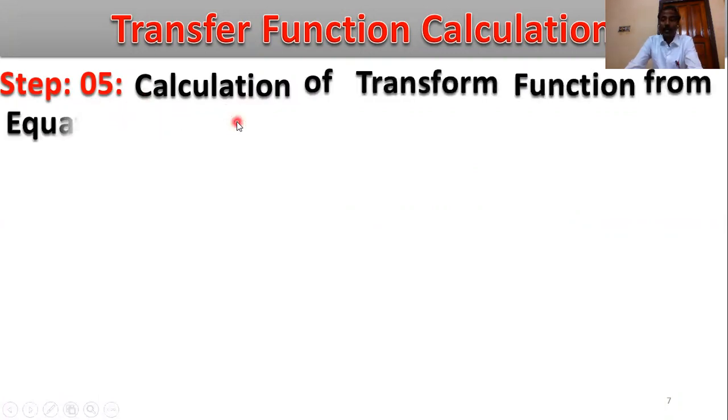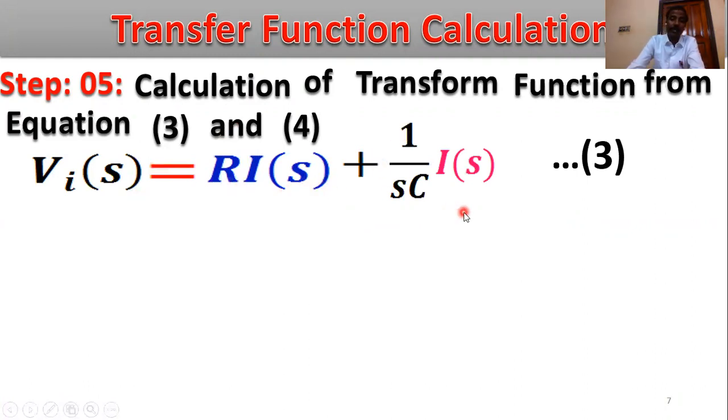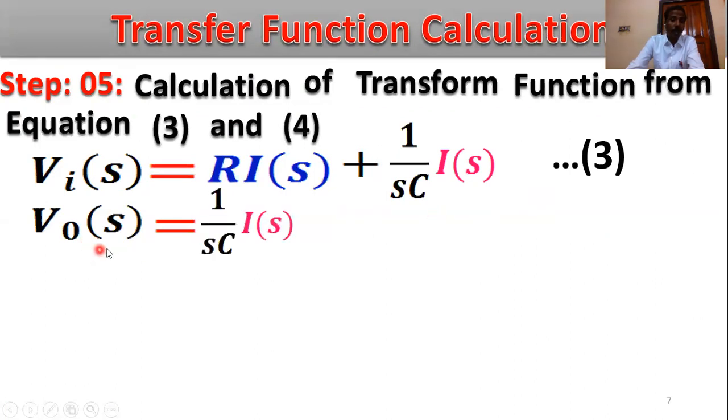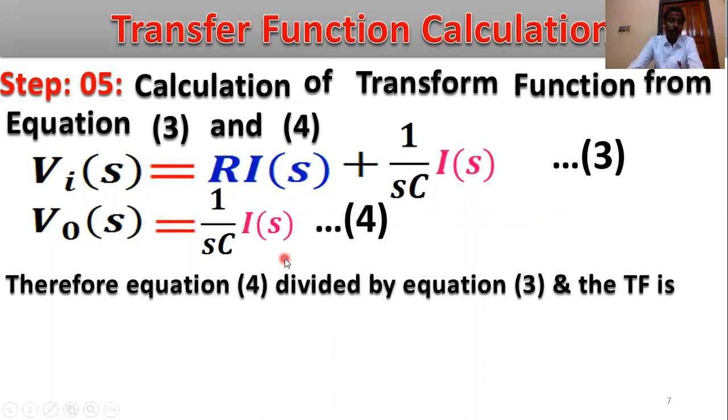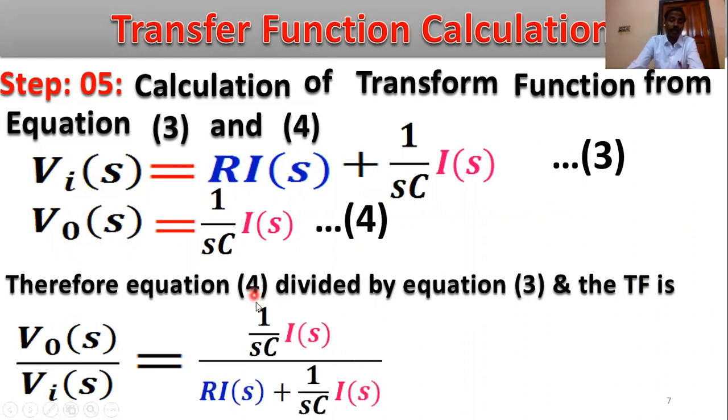Calculation of transfer function from equations 3 and 4. We get V_i(s) equals R into I(s) plus 1 by sC into I(s). This is equation number 3, already proved, and V_0(s) equals 1 by sC into I(s). This is equation number 4. Therefore, equation 4 divided by equation 3, and the transfer function, TF, is V_0(s) by V_i(s), because it is output voltage divided by input voltage, with all initial conditions zero.